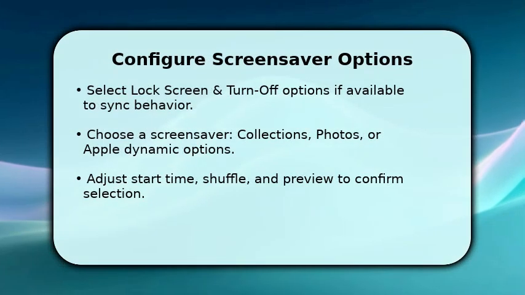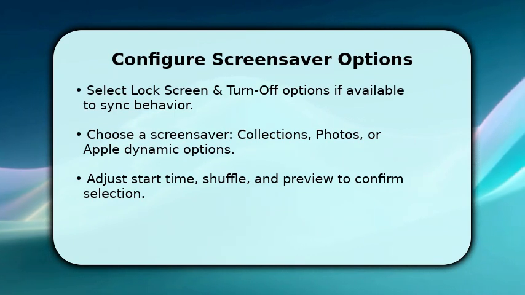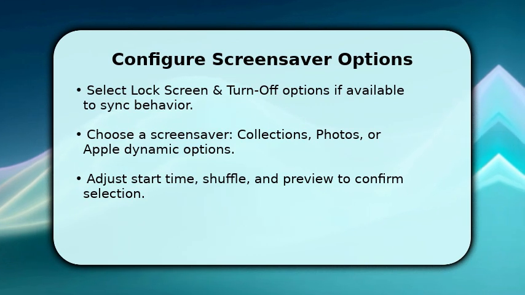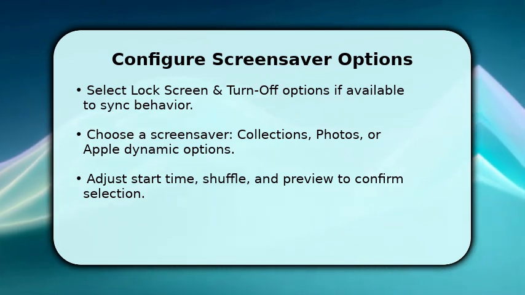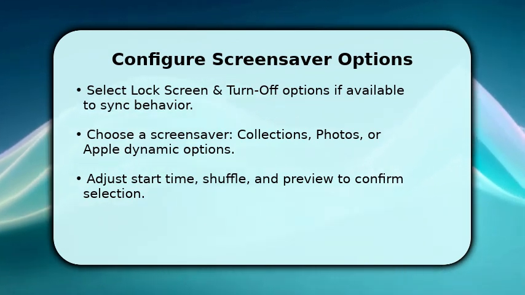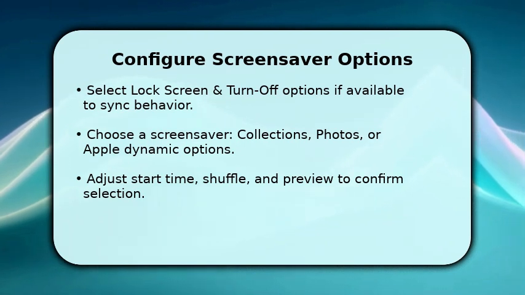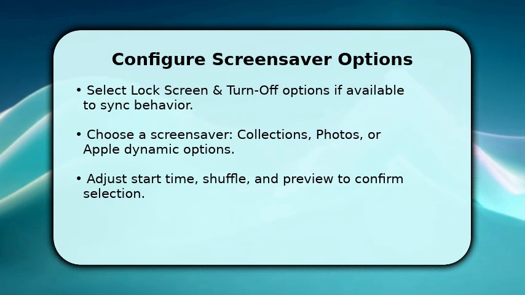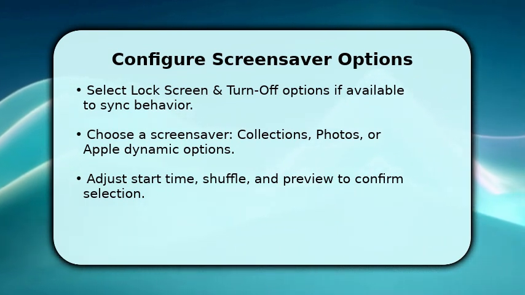You'll now pick and fine-tune the screensaver itself. In Desktop and Dock, scroll to the screensaver section and choose between built-in collections, your photos library, or dynamic Apple options. Once chosen, configure start time and enable shuffle or display settings so the visuals match your preference. Make sure to preview the selection to confirm timing and look.